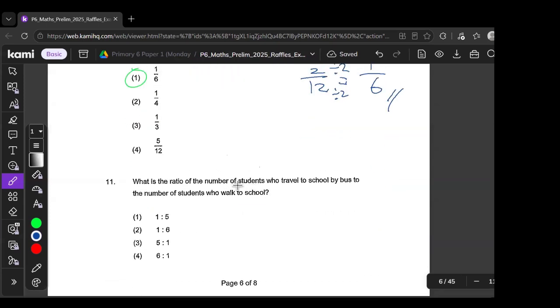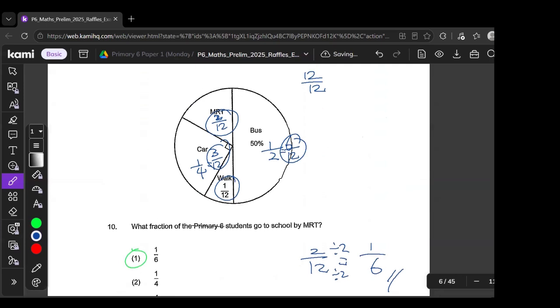What is the ratio of students who travel to school by bus to the students who walk to school? Okay, now, if you look at the fractions, what does it mean actually? It means that the bus is 6 units. That is what it means. When you write fractions, the total is 12 units, the total. You look at the numerator. The MRT is 2 units. The car is 3 units. And the walking is 1 unit. That is the meaning when you see fractions.